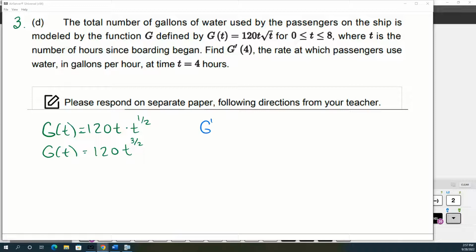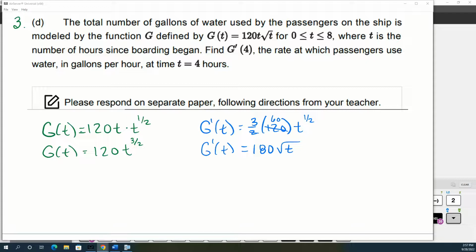All right, and then g prime of t, we're just going to use the power rule. So we're going to multiply by the power and then subtract 1 from the power. All right, and I'm just going to simplify that down just a little bit. So this is a non-calculator, so you would simplify that by 2, so that it ends up being 60 times 3, which is 180. And then I would write that as the square root of t, probably.